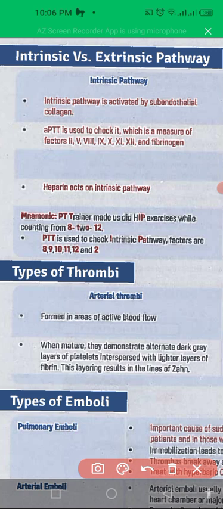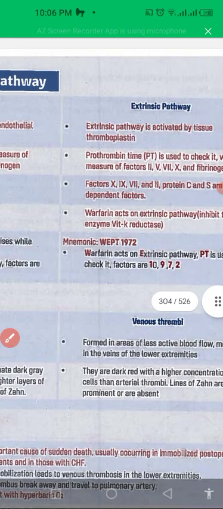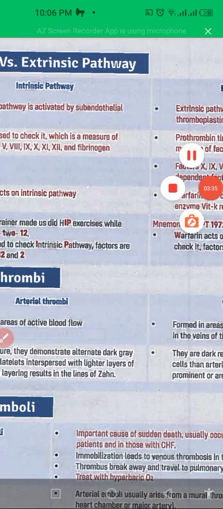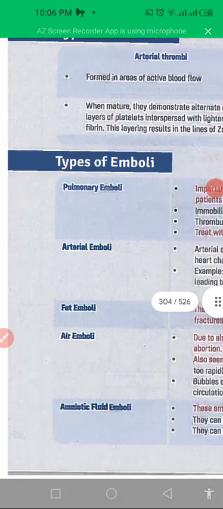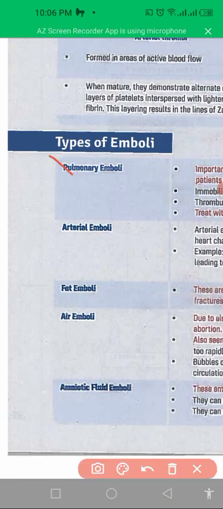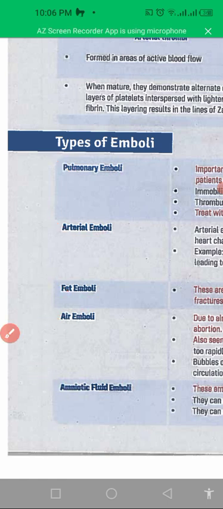Now there are different types of thrombi, like arterial thrombus, venous thrombus, and mural thrombus. Different types of thrombi are there, arterial and venous thrombi. So how can we classify these? And there are other types of emboli as well, like pulmonary embolus, arterial embolus, fat embolus, air embolus, and amniotic fluid embolus.